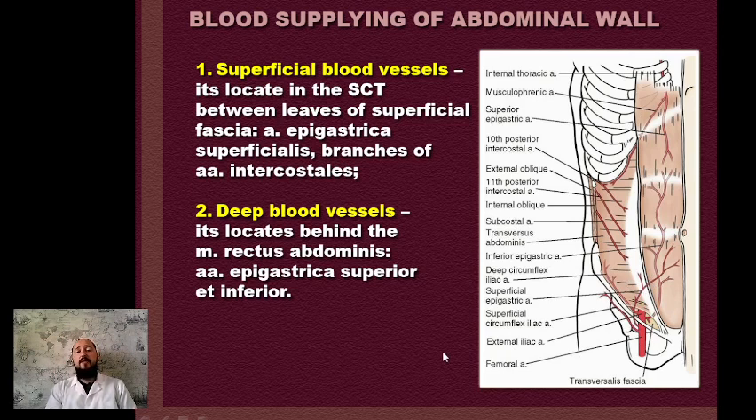Deep blood vessels. Deep blood vessels are located behind the musculus rectus abdominis. They are located behind this muscle and the fascia, so from the inside of the abdominal wall, and are the arteria epigastrica superior and arteria epigastrica inferior. We already mentioned the epigastrica superior in our previous lecture. It is a branch of the internal thoracic artery, and the epigastrica inferior is a branch of the femoral artery.